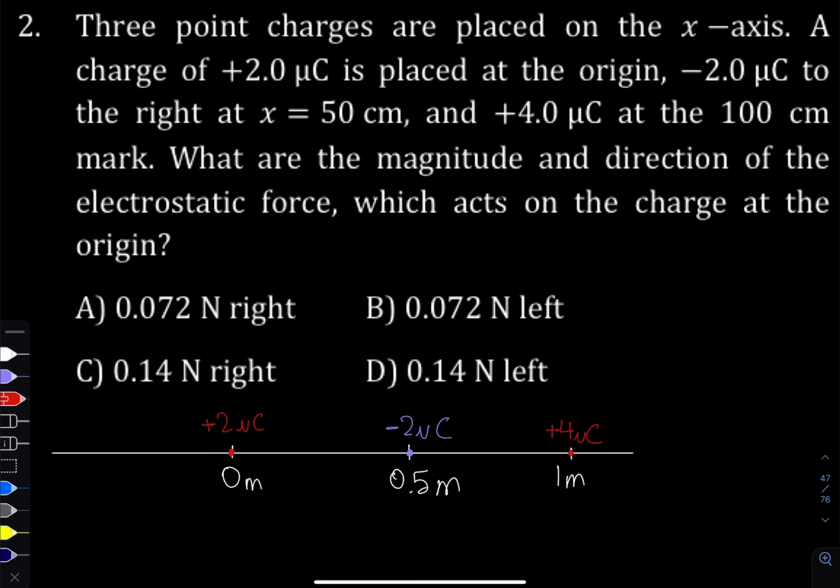The question now is, what is the magnitude and direction of the electrostatic force on the charge at the origin? So the charge at the origin is experiencing two forces. It's experiencing a force from this charge and this charge. This charge is the opposite charge, right? Because this one is positive, this one is negative. So it's going to be attracted to that first one. So this one is going to exert a force toward it that's going to accelerate it to the right.